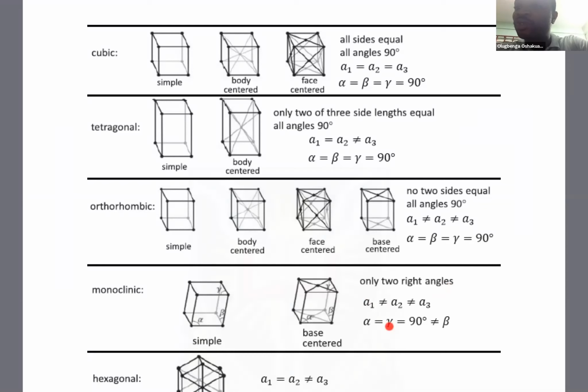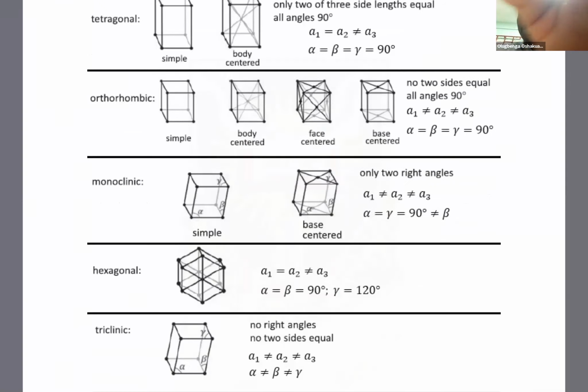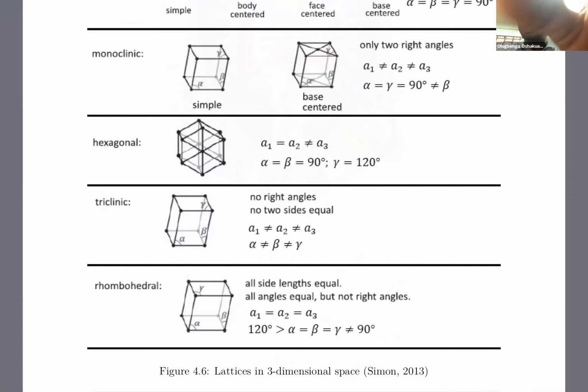So two of the angles are equal to 90 degrees, but the third angle is not 90 degrees. So that's another variant, and we have a simple and base-centered variant of such. So we also have the hexagonal structure.